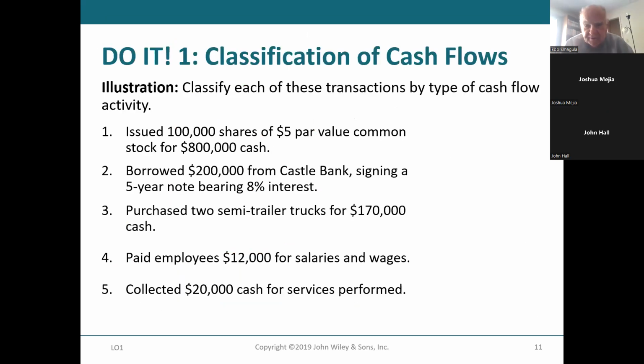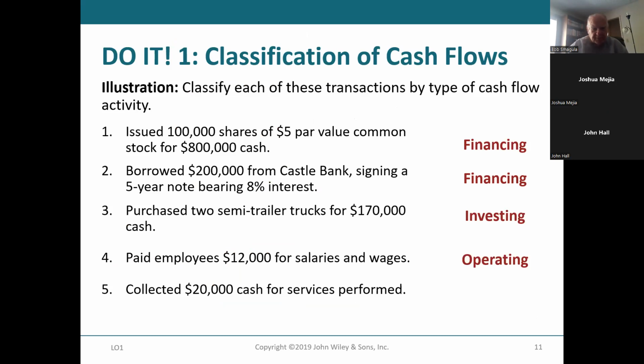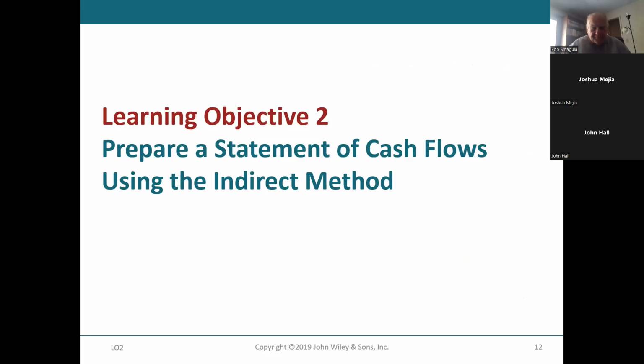Classify each of these transactions by type of cash flow activity. Issued stock to the public, financing. You borrowed money, financing. You purchased a semi-trailer, investing. You paid employees, that couldn't be any more than operating. And you perform services, operating. So you're starting to get the idea of the difference between financing, investing, and operating.